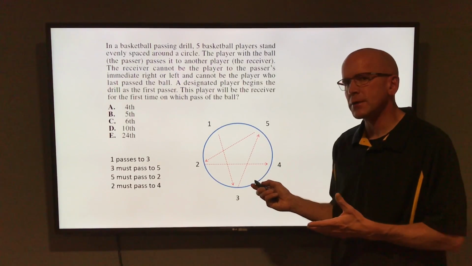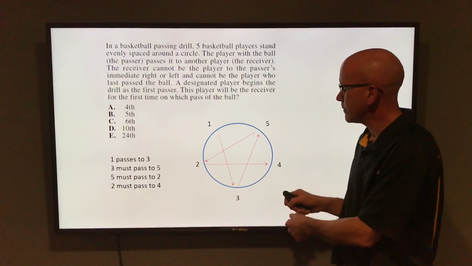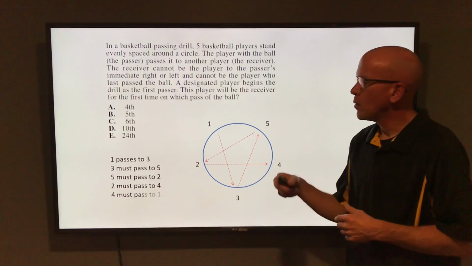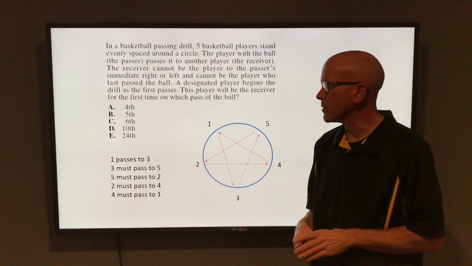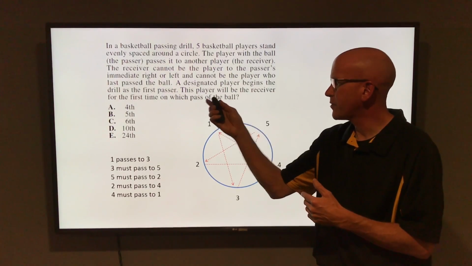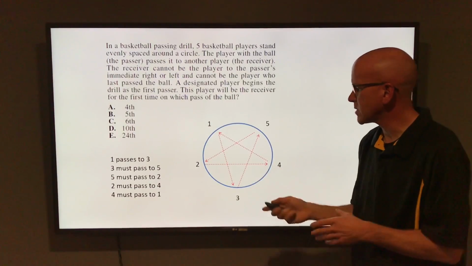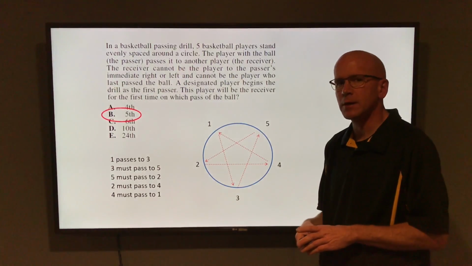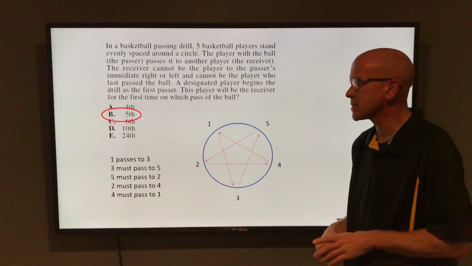And then once 4 gets it, 4 can't pass to 3 or 5, can't pass back to 2, 4 must pass back to 1, which 1 started this drill off being the first passer. So the question is, this player will be the receiver for the first time on which pass of the ball. You can count those passes on your own, but it's going to come out to be 5. On the 5th pass, letter B.